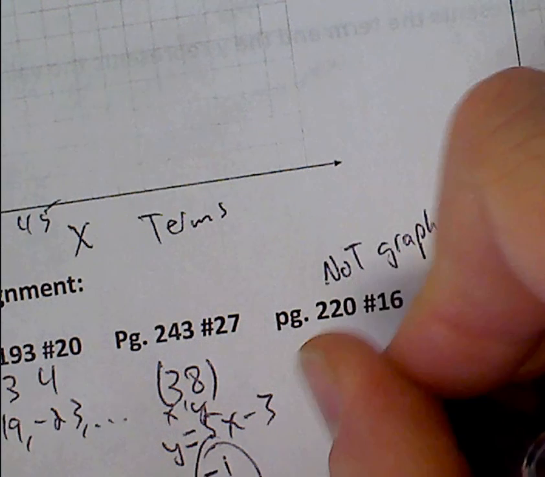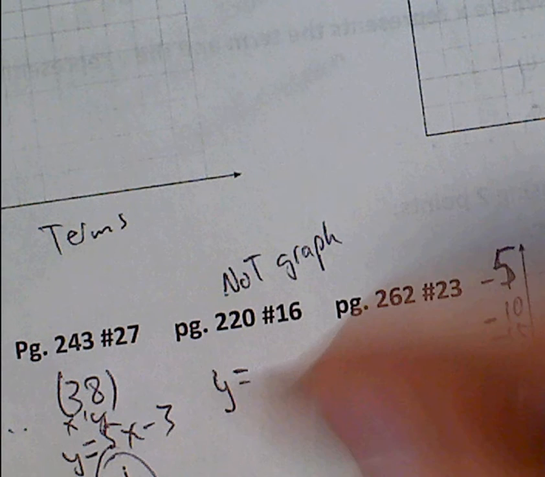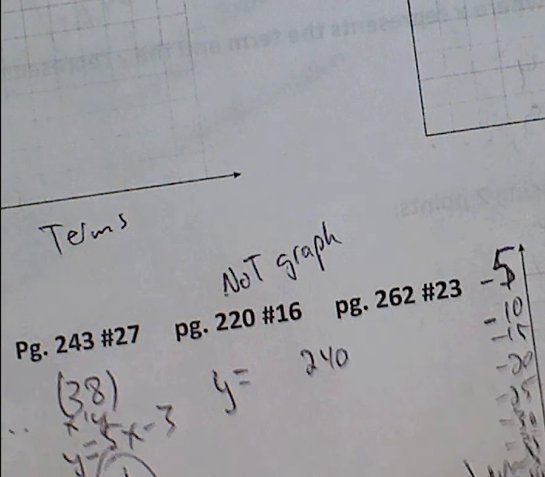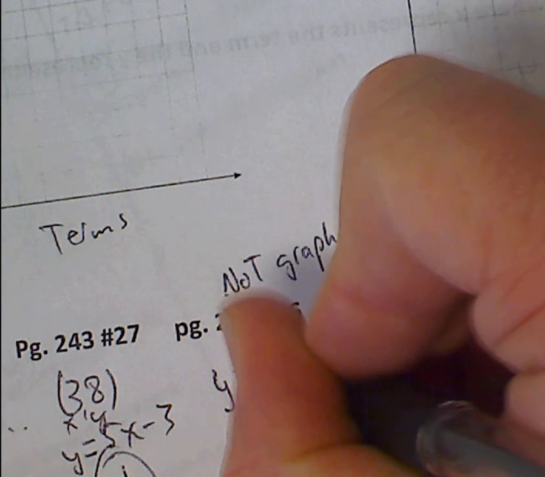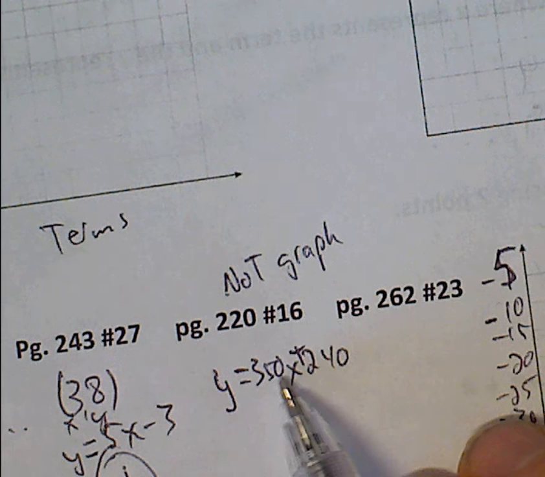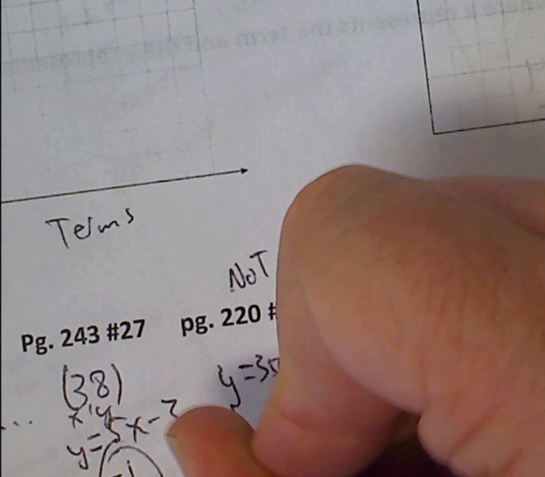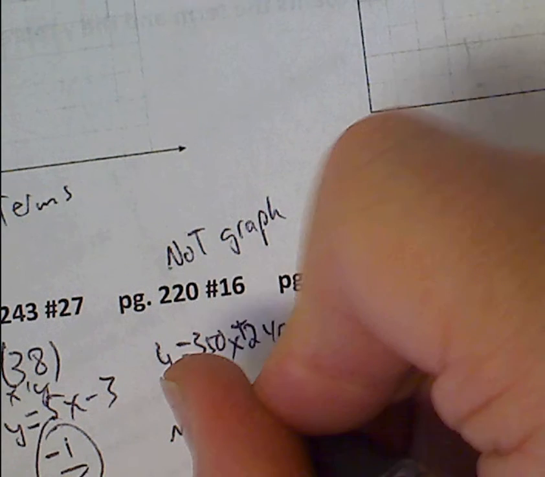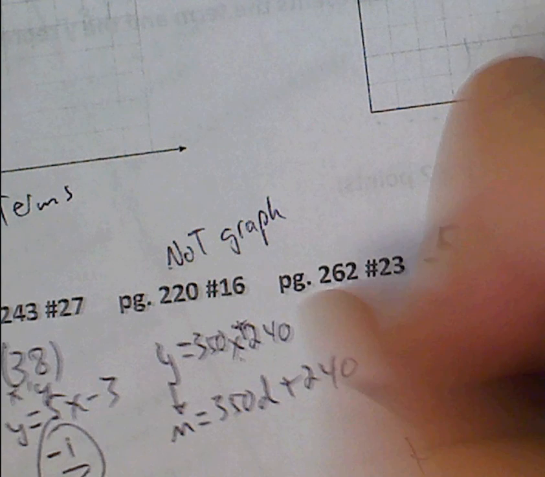So, where does she start? She traveled 240 to begin with, so that needs to be my y-intercept. And then every day she travels 350, so that would be my slope. Now, they want us to use M and D, so M would stand for miles, that's my y. D stands for days, because I knew X stood for days, so that's my new equation.